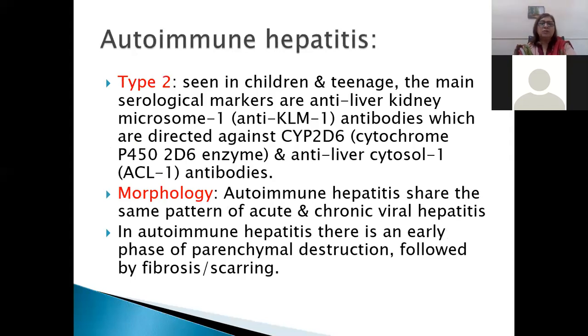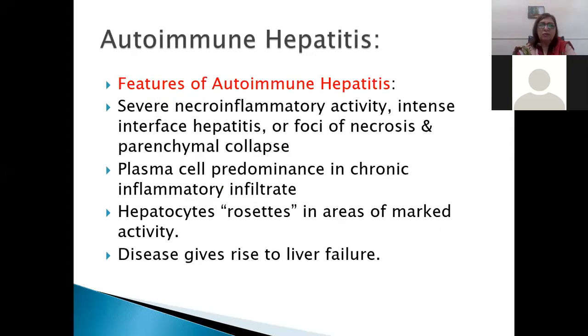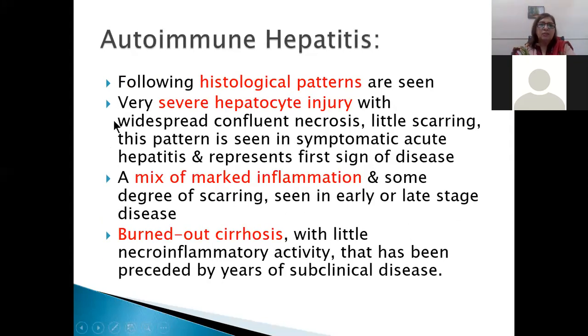Type 2 is mostly seen in children, and these antibodies are anti-liver kidney microsomal antibodies, which are directed against cytochrome P450 2D6 enzyme, and anti-liver cytosol antibodies. Morphologically, I told you there is going to be necroinflammation, interface hepatitis, prominence of plasma cells, and hepatocyte rosettes can be seen, or three stages can be seen.